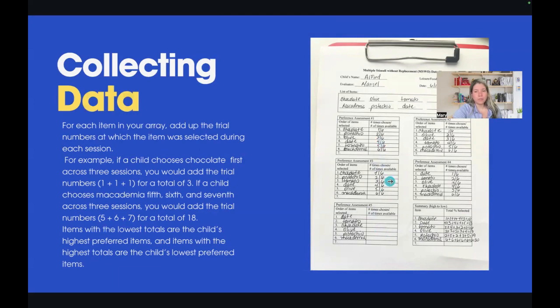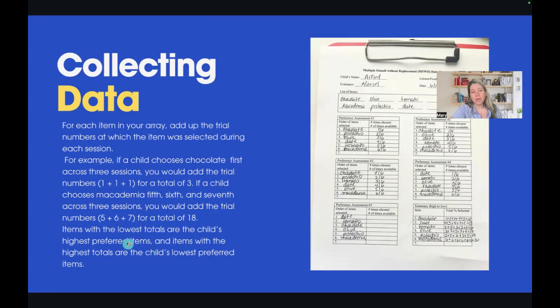So how do we know which edible in this case was preferred by the person? For each item in your array, you add up the trial numbers at which the item was selected during each session. For example, if a child chooses chocolate first across 3 sessions, you will add the trial numbers 1 + 1 + 1 for a total of 3. If a child chooses macadamia 5, 6, and 7 across 3 sessions, you will add the trial numbers 5 + 6 + 7 for a total of 18.